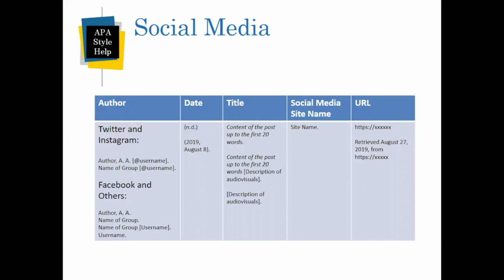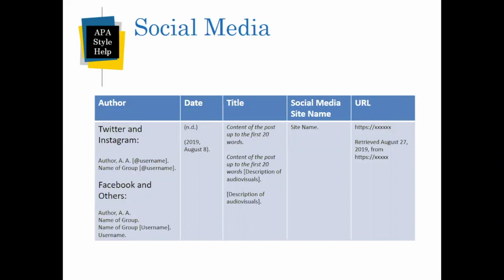For the title, what constitutes a title is going to depend on what kind of post you're looking at. If it's text only, then the content of the post is going to be just the first 20 words. They are italicized. If it is a text and graphic post, then you're going to have the first 20 words of the post, which are italicized, and then in brackets, a description of the graphic, photograph, video, whatever it happens to be. If it is just a graphic or a video, then in brackets, you put just a description of it, and you do not italicize it. Next is going to come the social media site name, and then the URL.